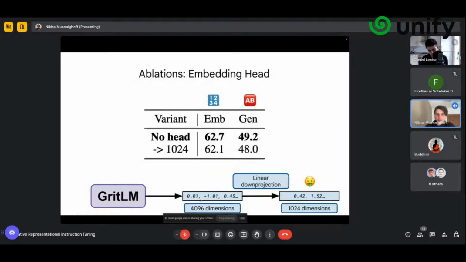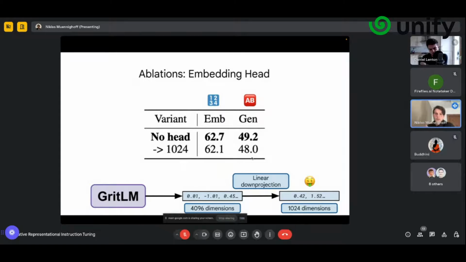We just get our representation from GRITLM, which has 4096 dimensions. That's the hidden dimension of the Mistral 7B model. And then we put a linear layer on top that we also fine-tune during the GRIT process, and it down projects it to 1024. So a 4x reduction, which also means saving 4 times the money in terms of storage. And we found that it does perform pretty similarly. This downscaling to 1024 doesn't hurt performance as much, but it still slightly hurts performance for embedding, and oddly also for generative, even though it doesn't impact the generative part at all.